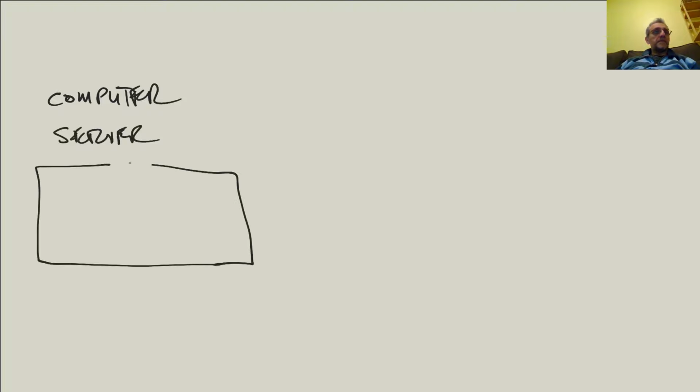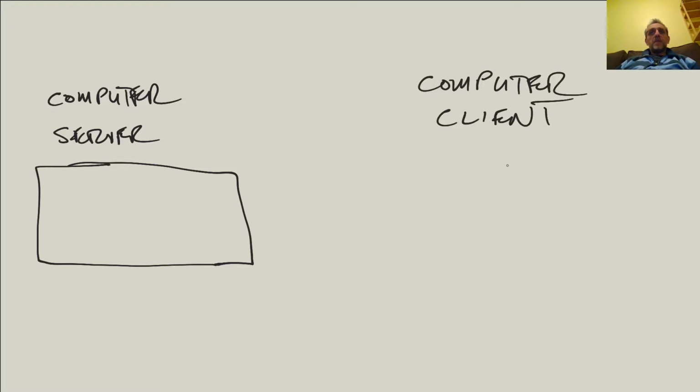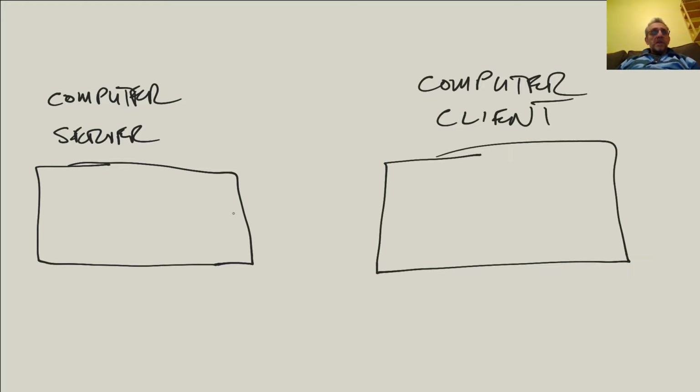So here we have a computer, and this is the server. We'll just draw it as a box. Okay, and here we have another computer, and this is the client. And here we have another box. Okay. Now usually these two computers are separate computers, so I'm going to start out doing the demonstration this way.